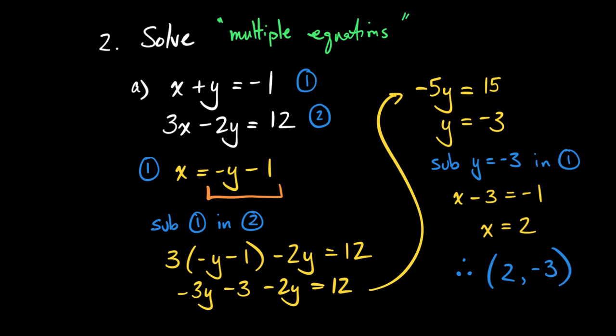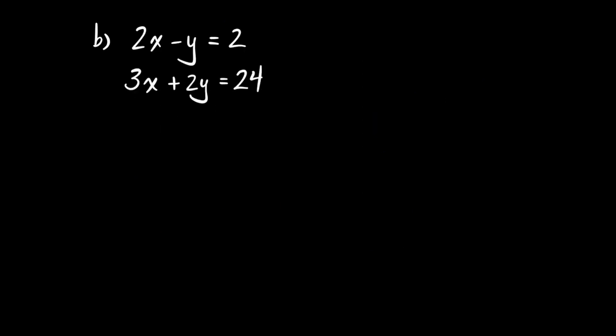Okay, let's try another one. So what you see on the screen now is a system for problem B. I have 2 equations again, and I've been given the instruction to solve. So let's make this as automatic as we can. Label both of your equations, equation 1 and equation 2. Now I want to make a determination of which one of those equations would be easier to isolate for a variable.